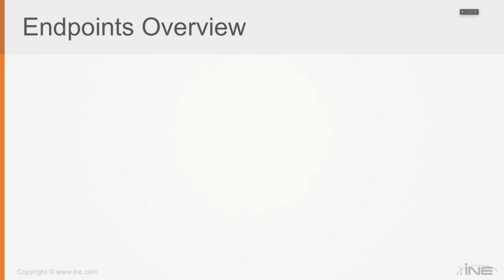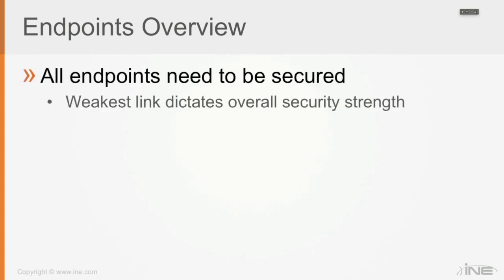So pretty much, if you want to provide security in your network, it means that all endpoints need to be secured. And of course, I'm not speaking about server security, that's not a topic, but about whatever user devices you connect to the network, like laptops, desktops, mobile phones, tablets, printers, IP phones, video conference systems. Everything needs to be secured, because the weakest link dictates the overall security strength.